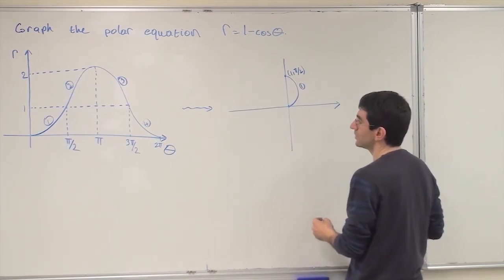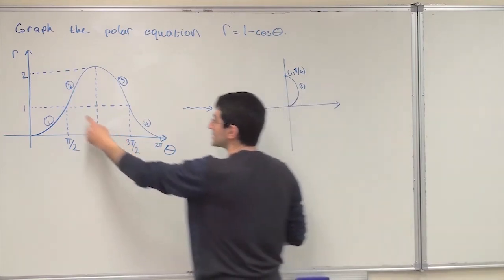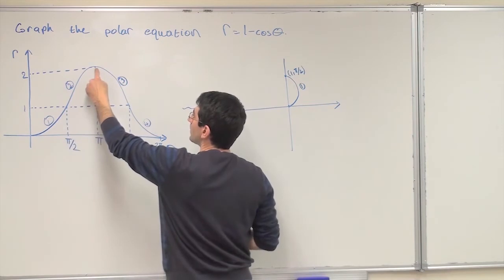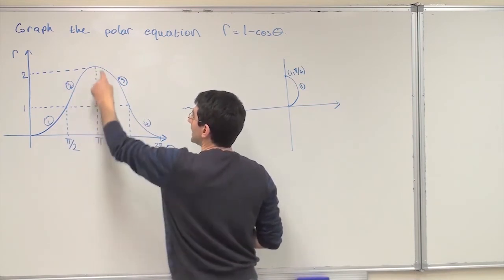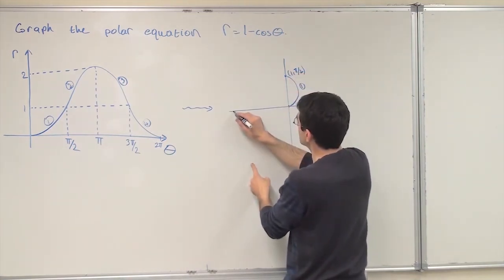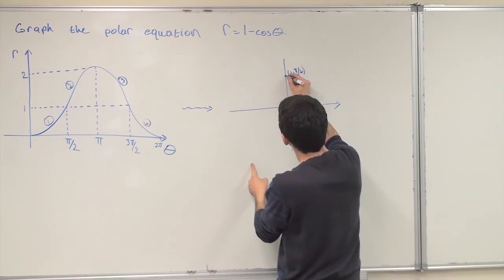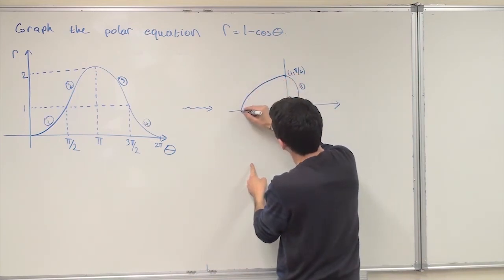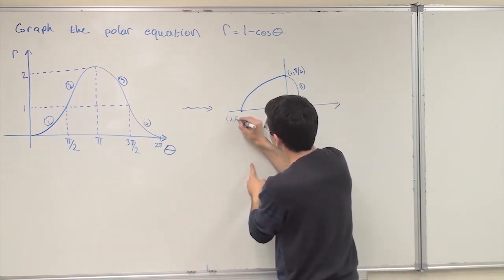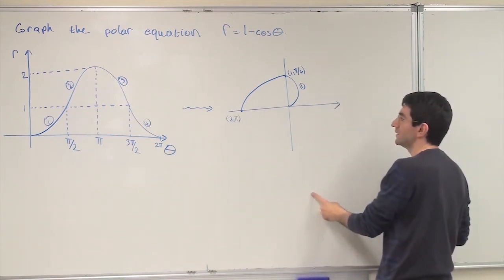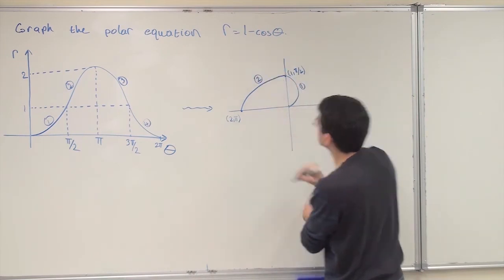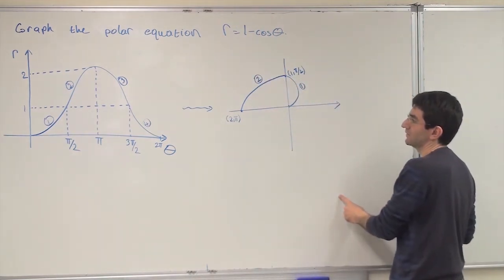And for region 2, we observe that the r's continue to increase. They increase from 1 to 2. And at pi, they become equal to 2. So the pi is on this axis. So I'm going to increase up to 2, and it becomes equal to 2 at pi. And this arc corresponds to the second region in our Cartesian graph.